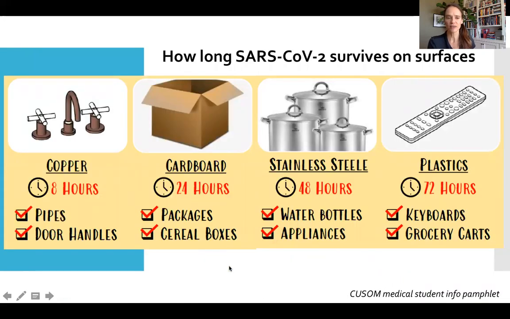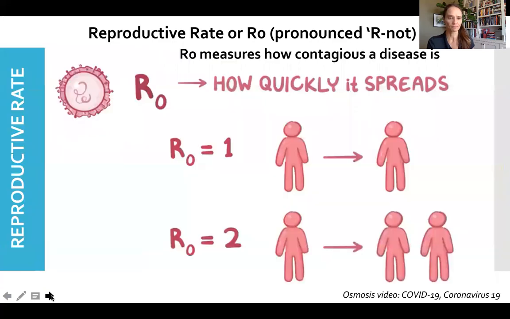SARS-CoV-2 can also survive on surfaces for extended periods of time. You can see all these different surfaces here. It seems like plastics are where it tends to survive the longest, for up to 3 days. What's best to do is just to wash any surfaces that you're using, or just wash your hands after you touch things that you think might have virus on them.